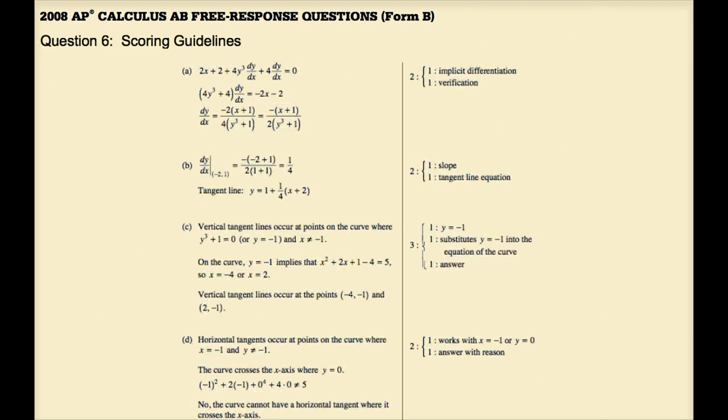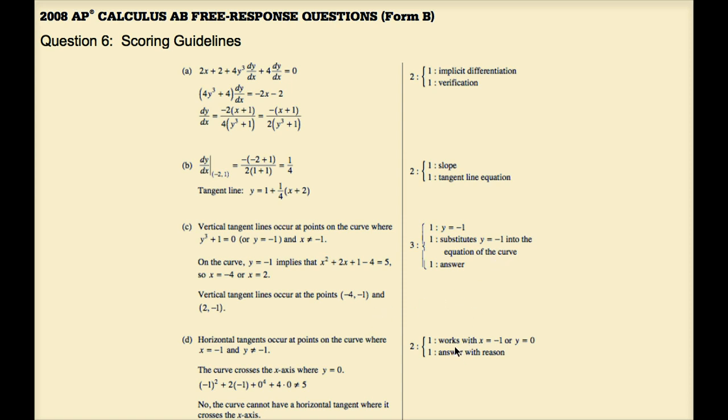Here are the scoring guidelines for that question. On letter A, 1 point was given for correct implicit differentiation, another for verification. On letter B, 1 point was given for correct slope and another for the correct equation of the tangent line. On letter C, 1 point was given for identifying y as negative 1, a point was given for substituting negative 1 into the equation of the curve, and another point for the answer, which were the two ordered pairs.